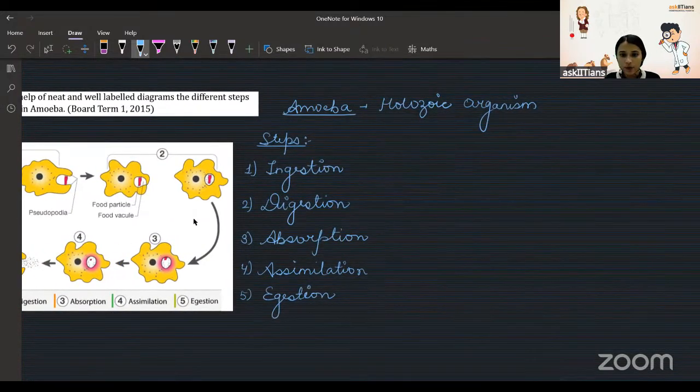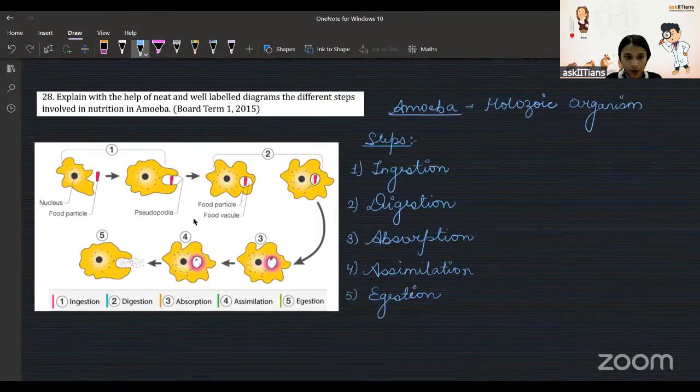See, so in ingestion, what happens? Amoeba moves toward the food particle with the help of pseudopodia, and extends its pseudopodia so that the pseudopodia encircle the food material. And then the pseudopodia fuse, and when they fuse, they form a food vacuole. Okay, so that is how they ingest the food particle inside their body with the help of pseudopodia. And this process is known as phagocytosis.